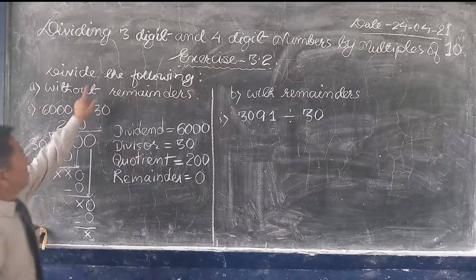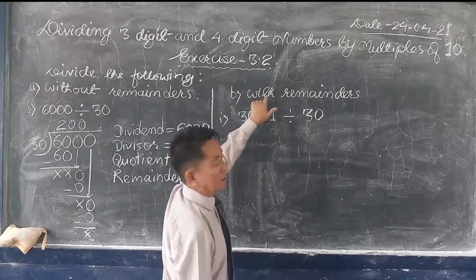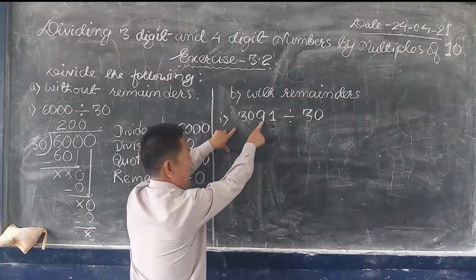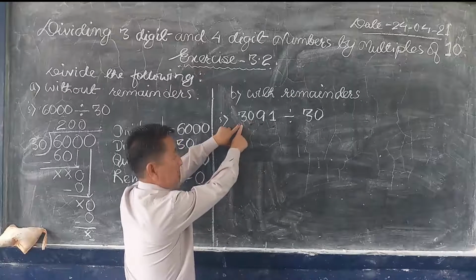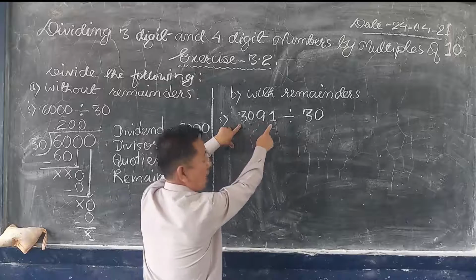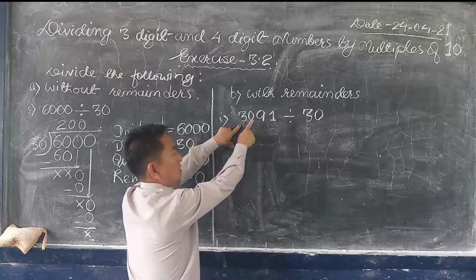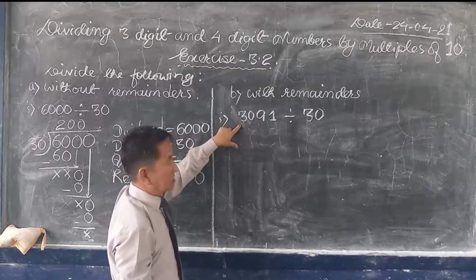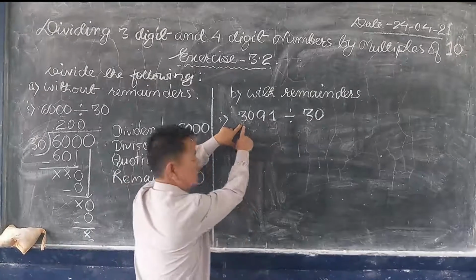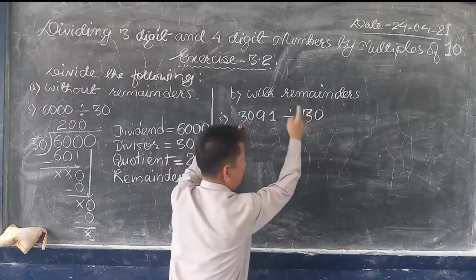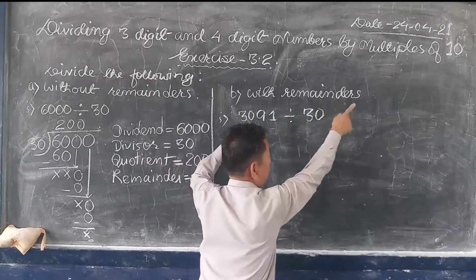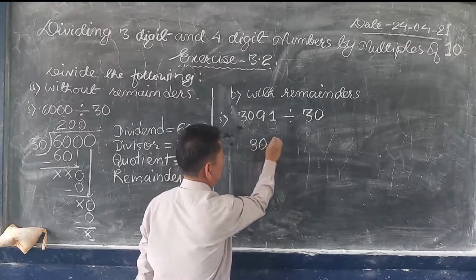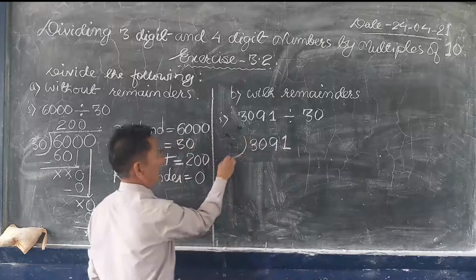Now next, divide the following with remainders. I'll write the place value of this number: ones, tens, hundreds, thousands. Here, 3,091. 1, 2, 3, 4. 3,091 is a 4-digit number. 3,091 is divided by 30. 30 is a multiple of 10. Now we'll divide here. 3,091 is divided by 30.